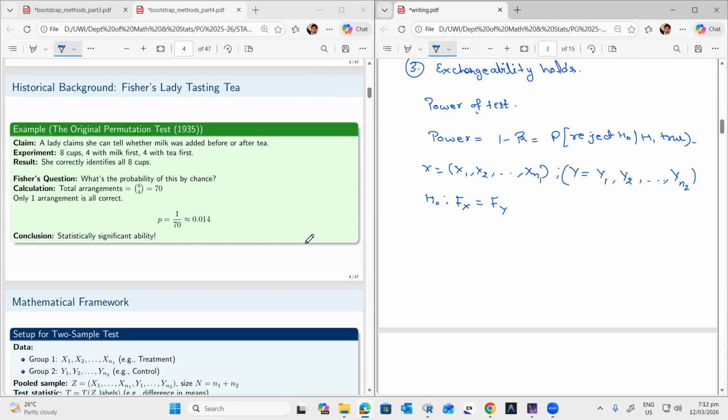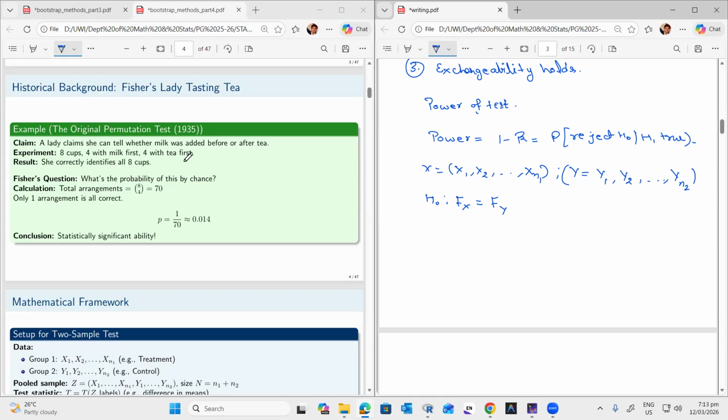Now we come to the historical background, that is Fisher's lady tasting tea. That was the original permutation test that Fisher applied in 1935. A lady claimed that she can tell whether milk was added before or after tea. In that experiment they had 8 cups, 4 with the milk first and 4 with the tea first. It means in 4 cups they added the milk first and then the tea, and in the other 4 cups they added the tea first and then the milk.